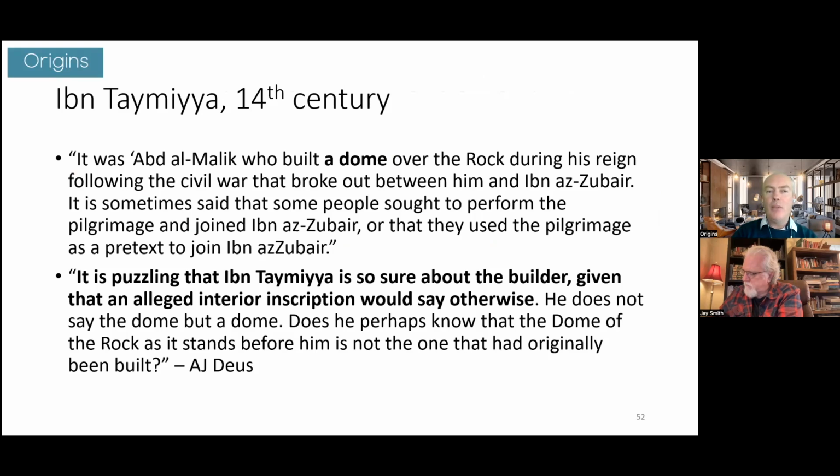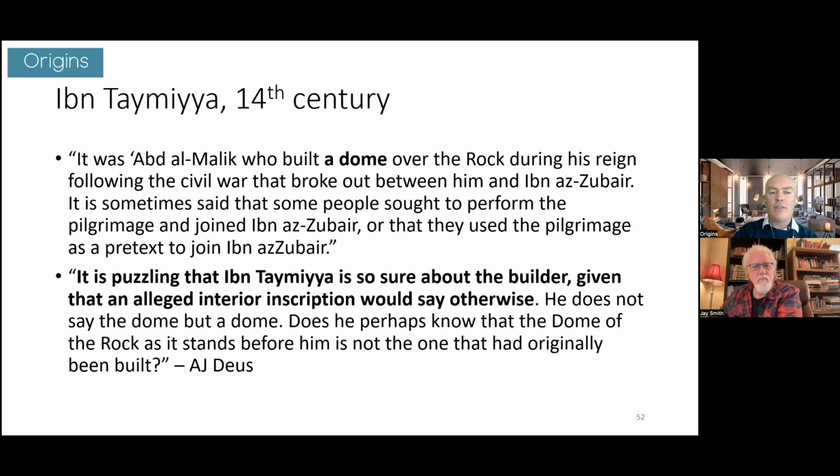Then we have Ibn Taymiyyah, the 14th century. He says, now, we've seen up to now that they believe that Umar was the one who built it. But here we have the alternative story being introduced. He says it was Abd al Malik who built a dome over the rock during his reign, following the civil war that broke out between him and Ibn az-Zubair. It is sometimes said that some people sought to perform the pilgrimage and joined Ibn al-Zubair, or that they used the pilgrimage as a pretext to join Ibn az-Zubair. What we're seeing here is the early elements of the standard Islamic narrative.